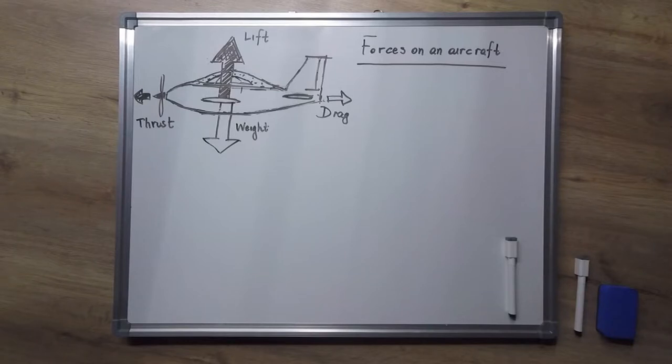Today we'll deal with the forces acting on an airplane. During flight, the forces acting on an airplane are lift, drag, and weight, plus in powered flight, the thrust. Let's examine all of them one by one.